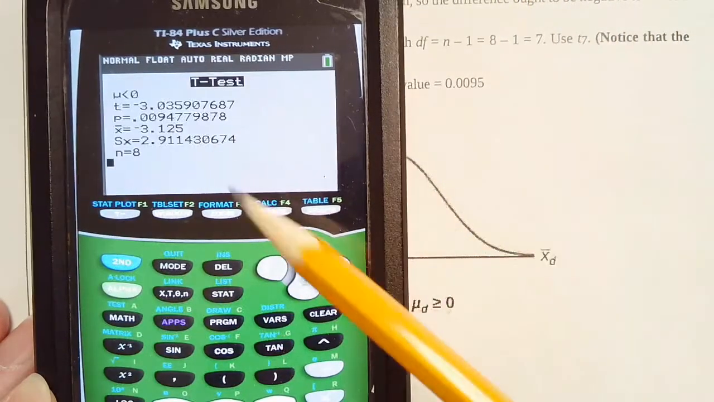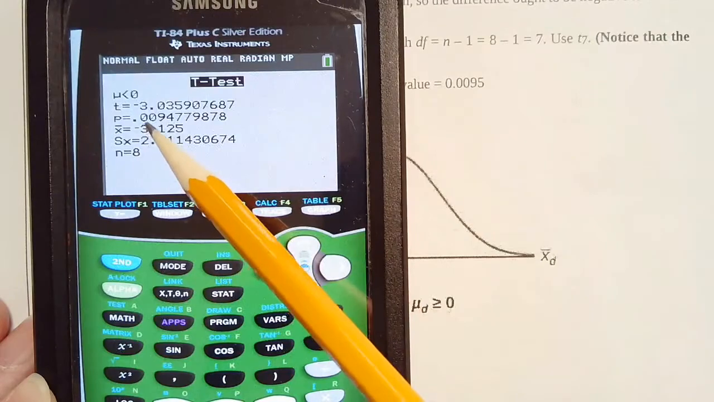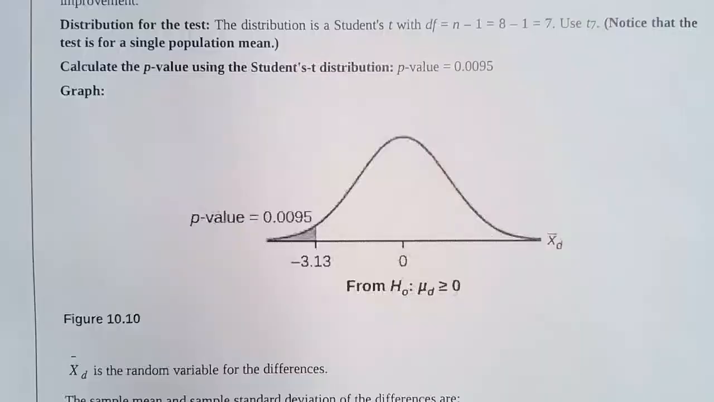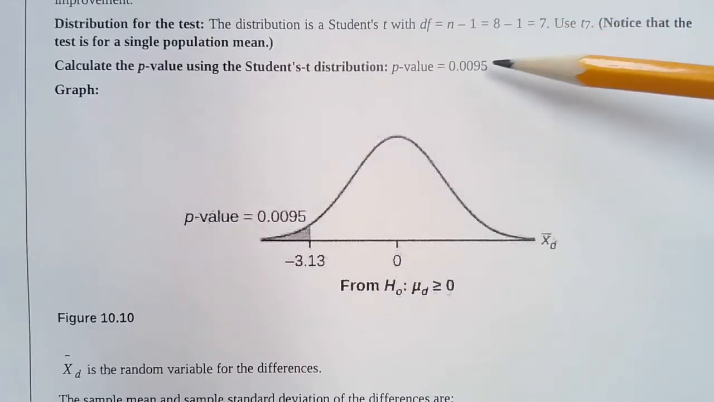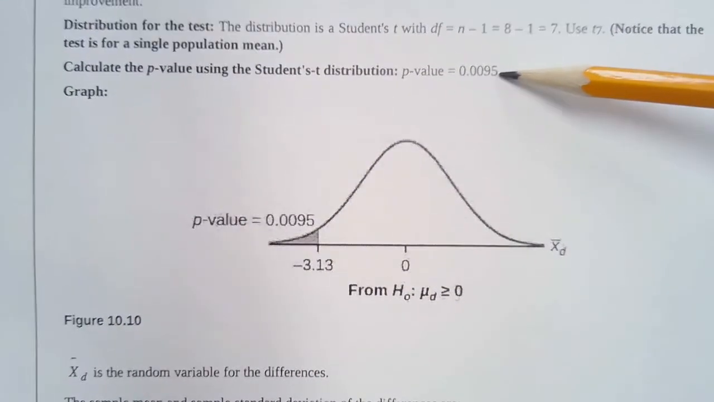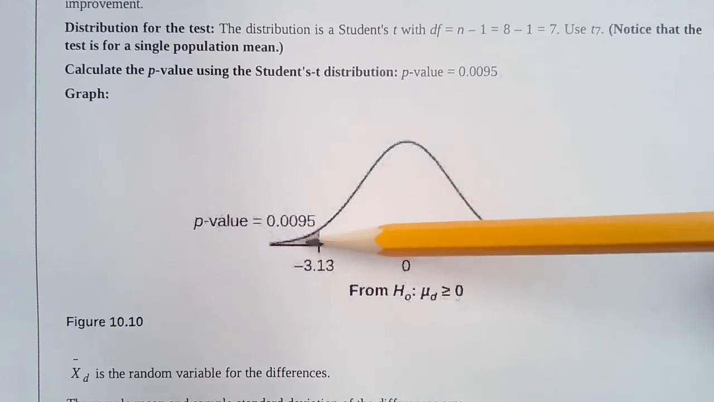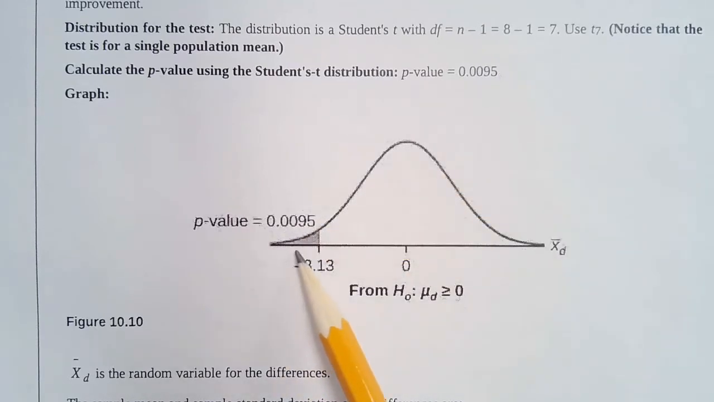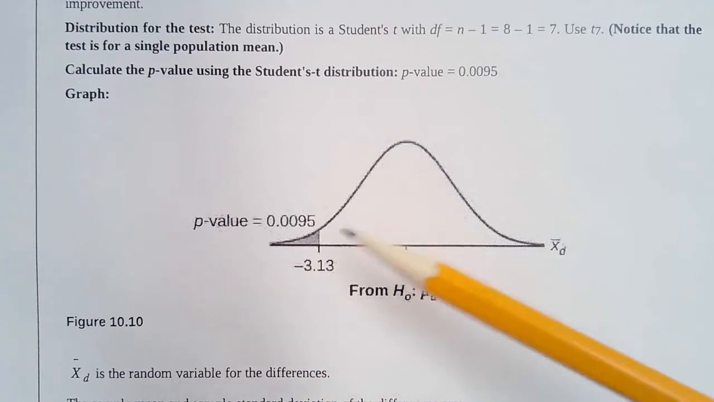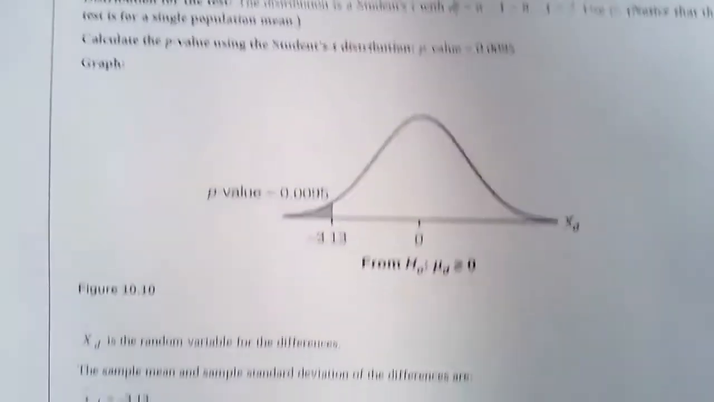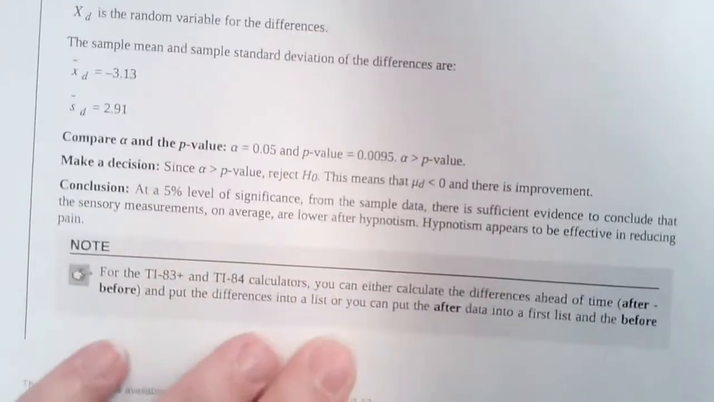So when we do this, we get 0.009478. That's our p-value. So 0.0095 when we round it is our p-value. Now this is to the left because it's less than. So this is a left-tailed hypothesis test. 0.0095, we're going to take that and compare it with our alpha to help us make a decision about this hypothesis test.